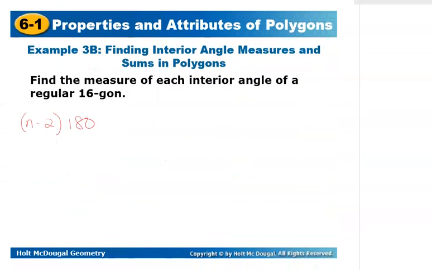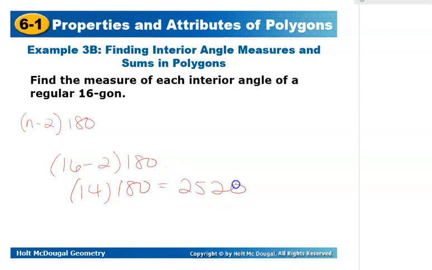Okay, but this time we have a 16-gon, which means I have 16 sides. So I just plug it in right there. So 16 minus 2 times 180. So then that's 14 times 180. And I get 2,520. Now, looking back at our original question, it said the measure of each interior angle. So if this is the sum of all the angles, how do you think you'll find each angle? Well, if we have 16 sides, we also have 16 angles. So if I were to divide this by 16, I would get each angle.